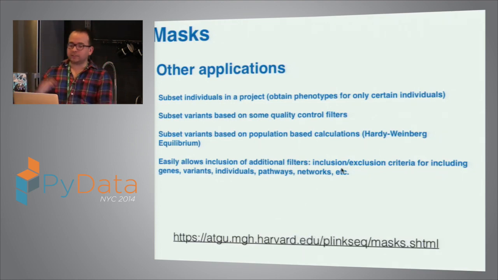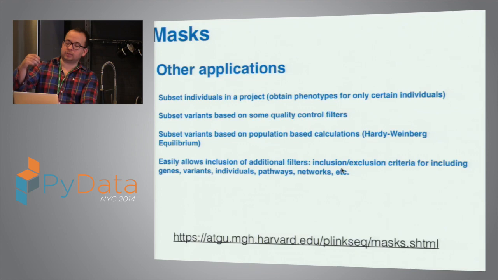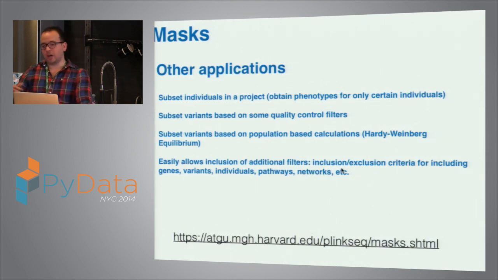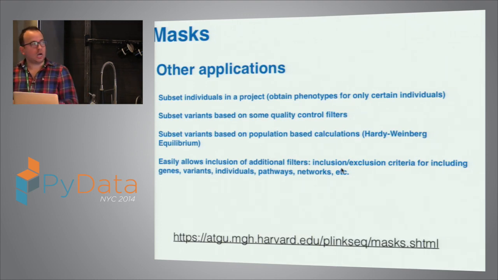So other applications of masks, as I've said, you can subset individuals in a project, obtain phenotypes for only certain individuals. You can subset variants based on some quality control filters. You can subset variants based on population-based calculations. So for example, if you have a population of individuals, one of the things that geneticists like to look at is whether the variant is in Hardy-Weinberg equilibrium.